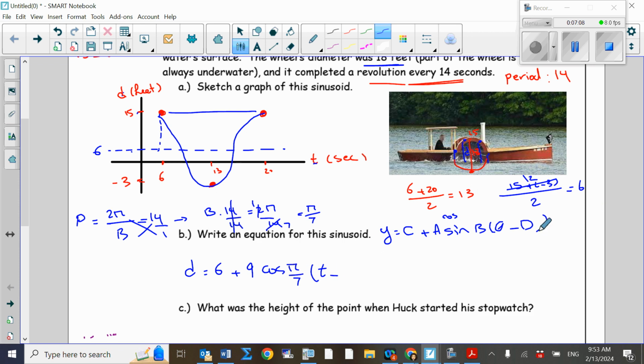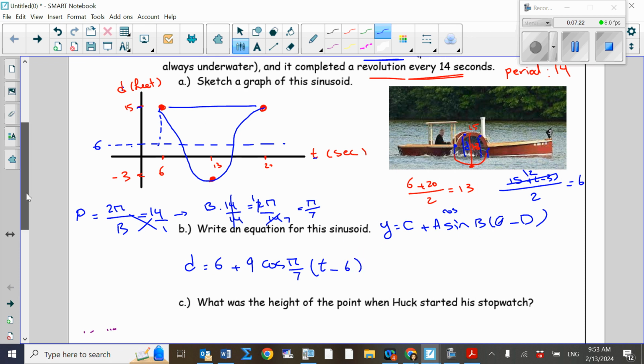And the d value is where your function is starting, or basically the phase shift. So this function, instead of starting from here, is starting from this point, which is at 6. So I'm going to write minus 6. So this is the function.